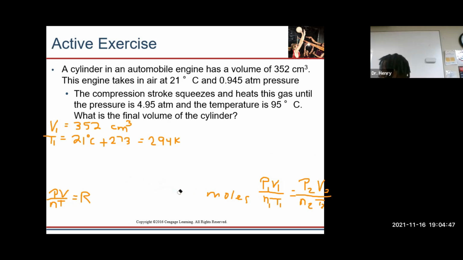Okay. Our P1. P2 we don't know. Our T2, we've got to change that to Kelvin.